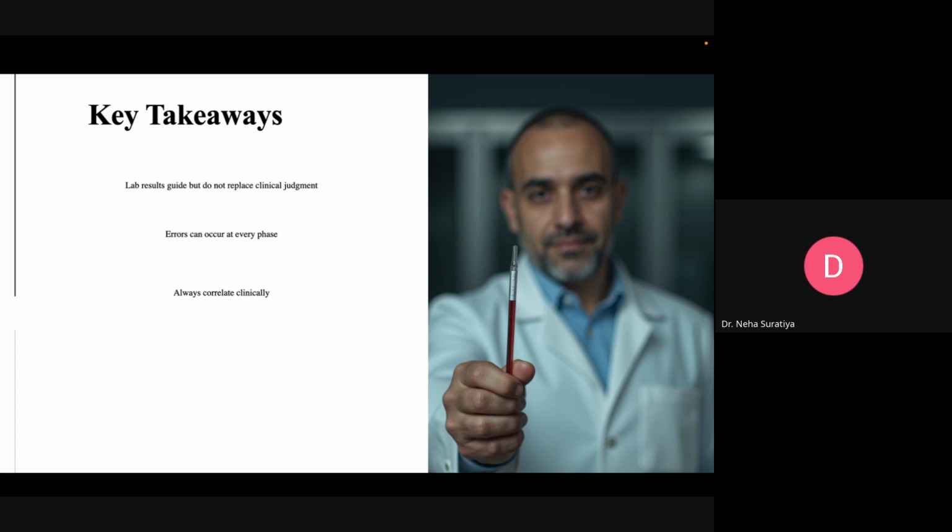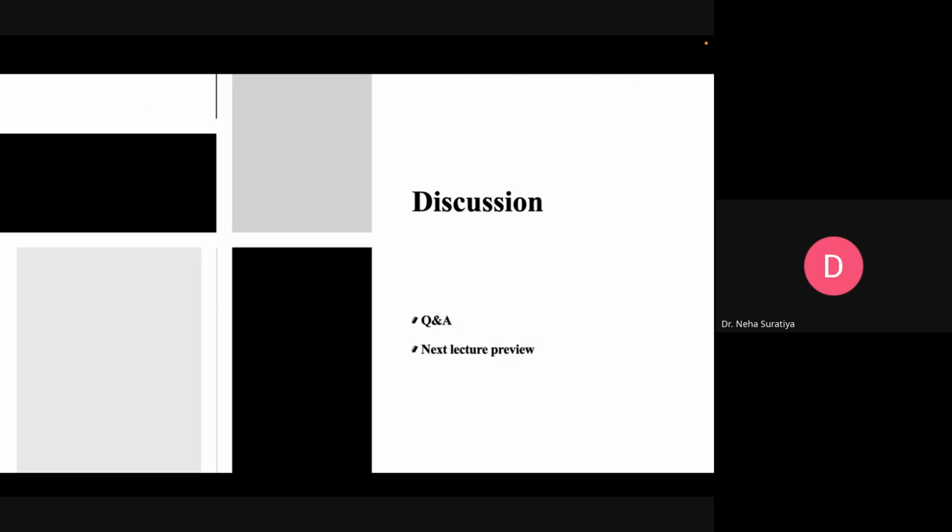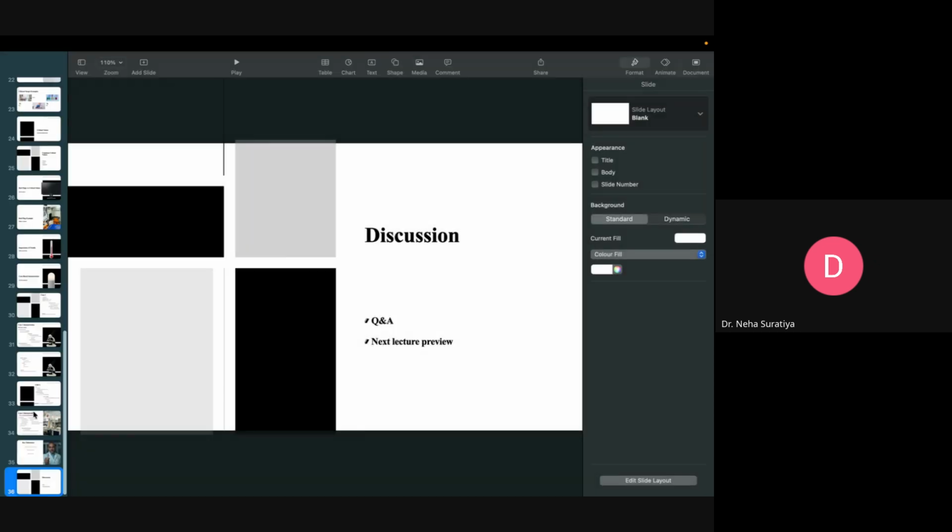Labs guide the decision, but do not replace the judgment. Errors can occur at every phase, and we always need to correlate clinically, right? Also, points which are not written here, but you need to understand: trends also matter, the pattern also matters, so you need to do follow-up regularly. Clinical correlation is non-negotiable, I will say. Numbers don't treat the patients, guys. Healthcare professionals are doing it, and you need to understand in detail that chances of errors are always there. Okay, so now we are open for discussion and question and answer.